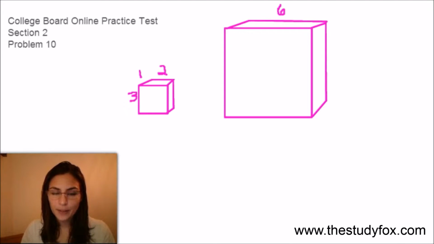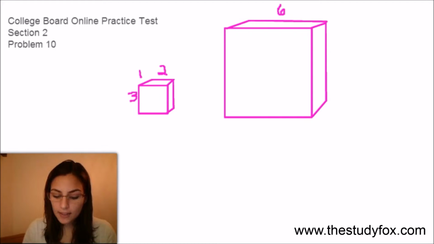Hey guys, we are on problem 10. So the problem reads, what is the maximum number of rectangular blocks measuring 3 inches by 2 inches by 1 inch that can be packed into a cube-shaped box whose interior measures 6 inches on an edge?